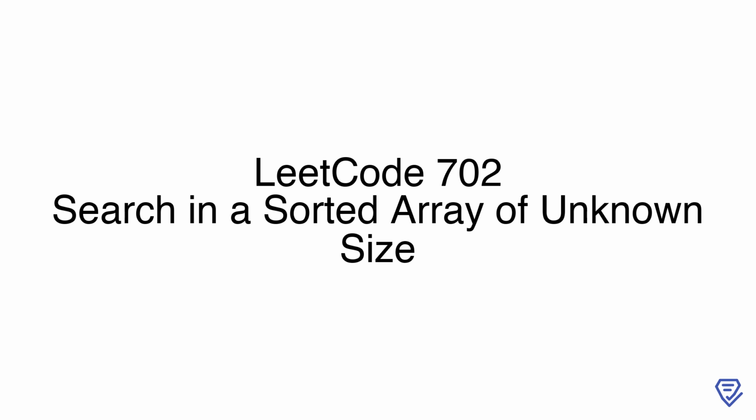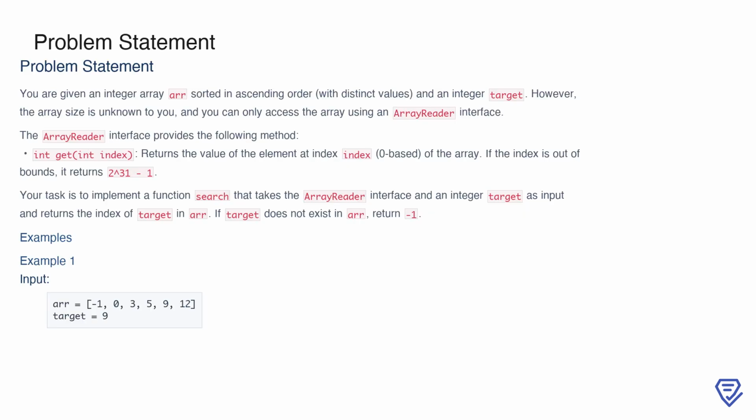Let's dive in. The problem we're solving involves an integer array, arr, that is sorted in ascending order and contains distinct values. Importantly, the size of the array is unknown. Along with this array, you're also given an integer target, and the goal is to determine the index of target in the array, or return -1 if the target doesn't exist.